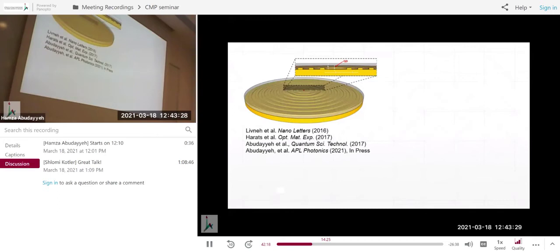So let's talk first about the antenna. And I'm glad that the pioneers of this antenna are sitting behind you there, Moshe and Nitzan.